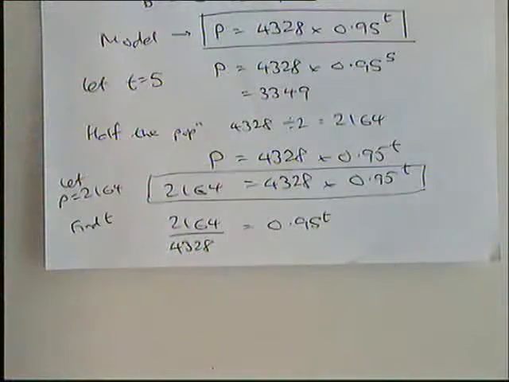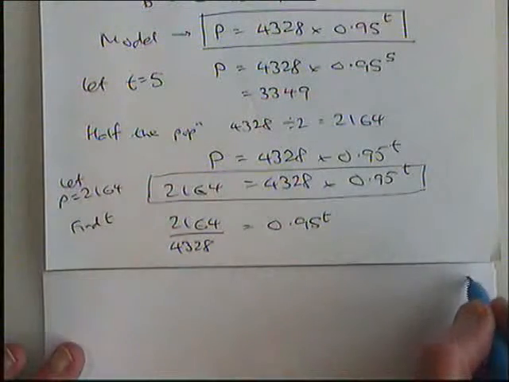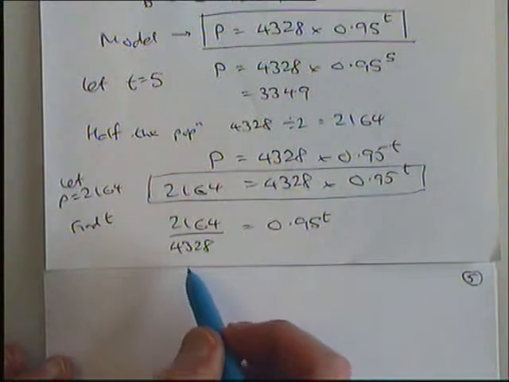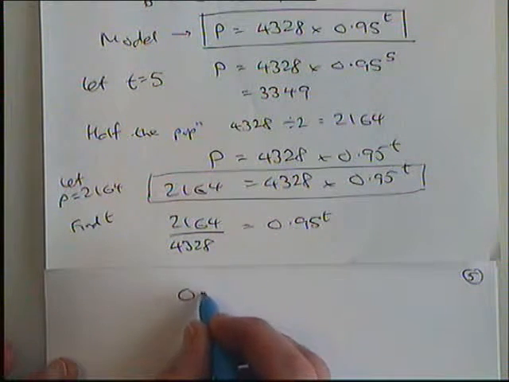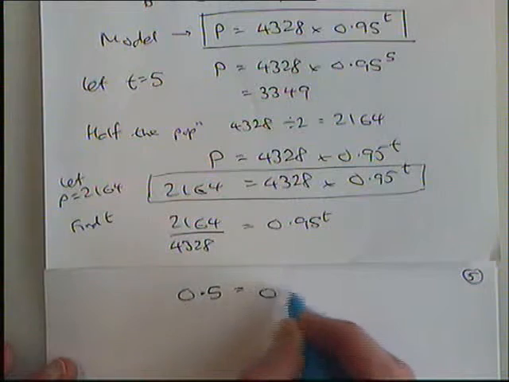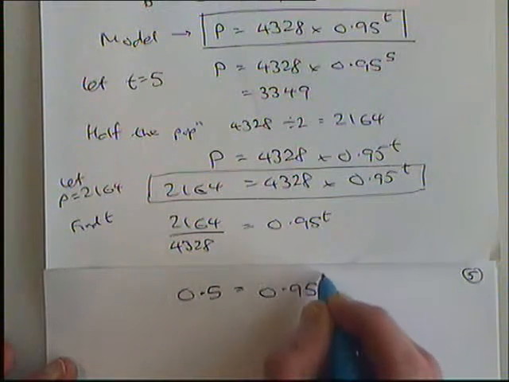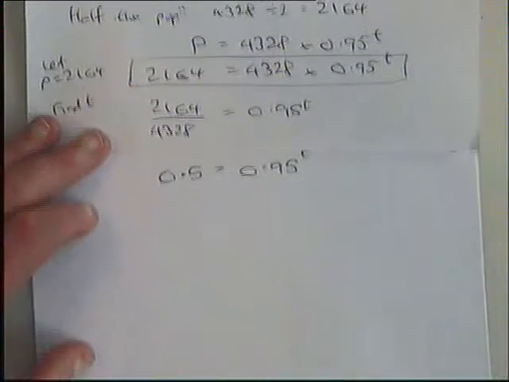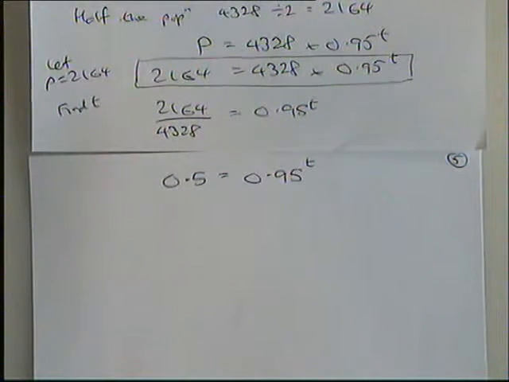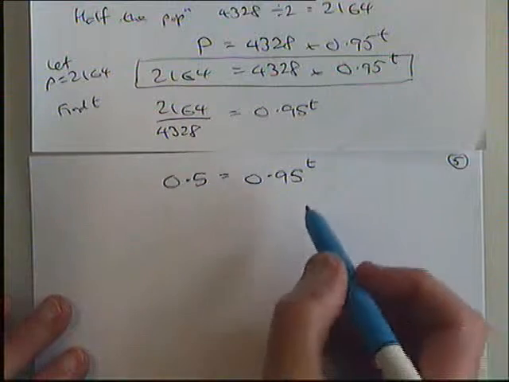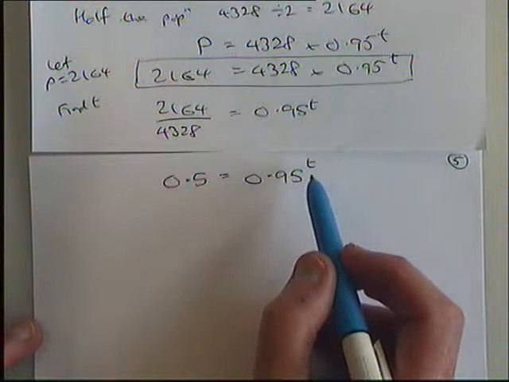And what is the answer to that division? What is that number there? Half, yeah, because we set it up to be. So I've actually got now 0.5 equals 0.95 to the power of t. Now, how do I go about solving an equation where the unknown is a power?